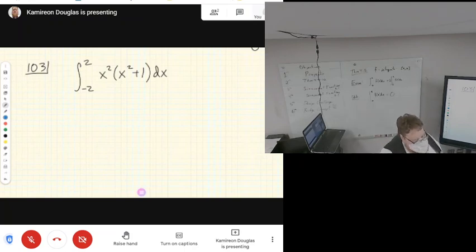Let's just distribute. U substitution only works when you want it to work. Don't assume it's the main way to do every integral. We did plenty of problems without U substitution. There'll be plenty more that you will do without U substitution. It's just another tool in the toolbox. So integral, -2 to 2 of x to the fourth plus x squared dx.